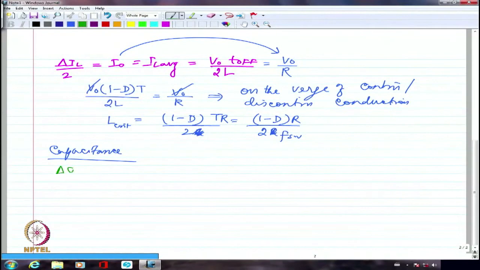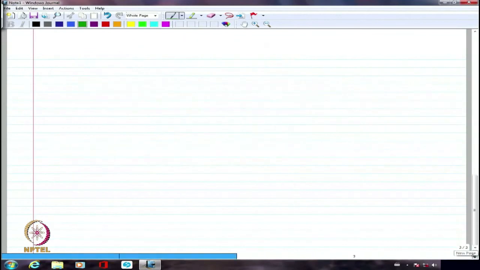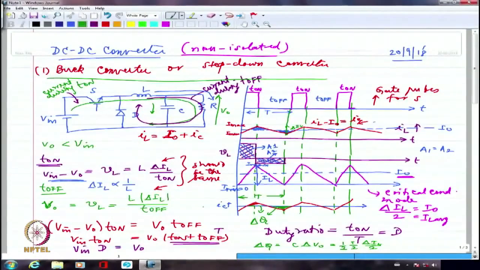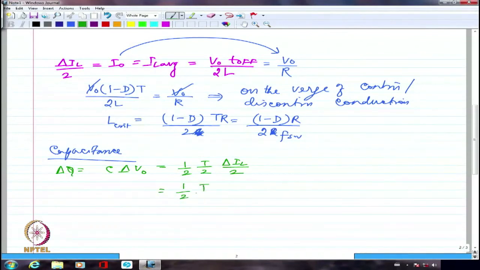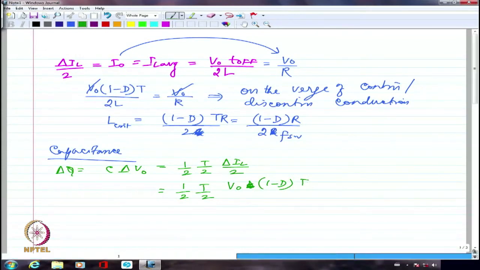Now, delta Q equal to C times delta V naught, which is half, we wrote T by 2 and delta IL by 2. Right? And delta IL by 2, if I try to write it in terms of whatever I have written for V naught, again, I have written delta IL equal to V naught multiplied by T off divided by L. So let me write that again. So this is half T by 2 and I can write V naught multiplied by T off. So 1 minus D times T, 1 minus D times T divided by 2L. Okay?